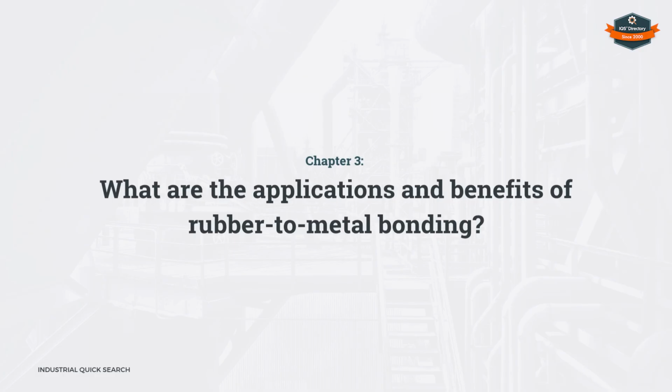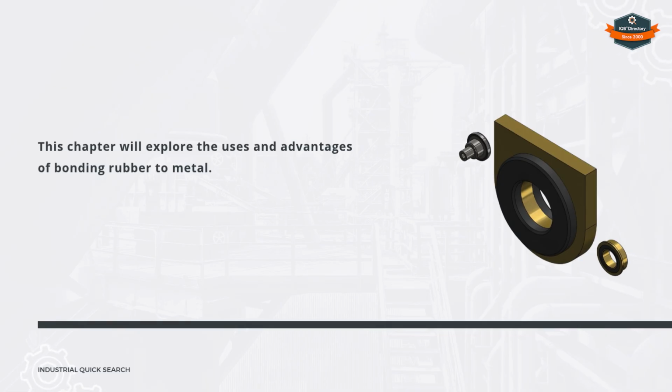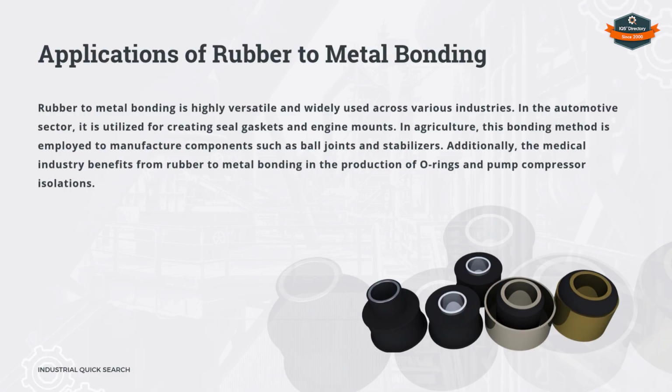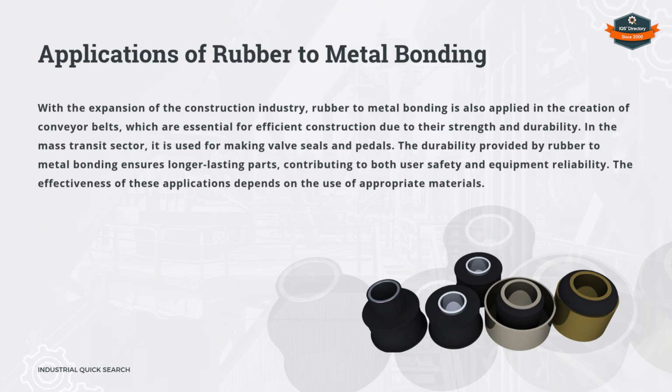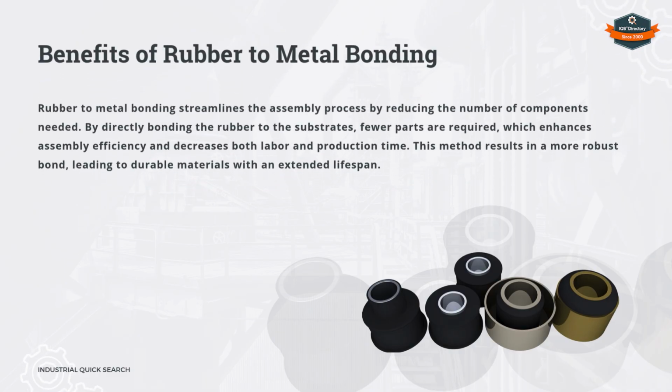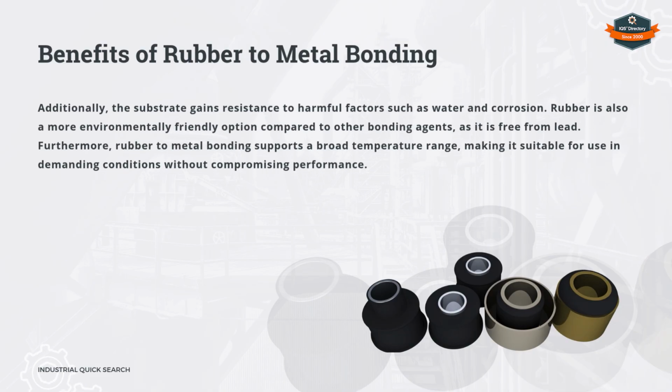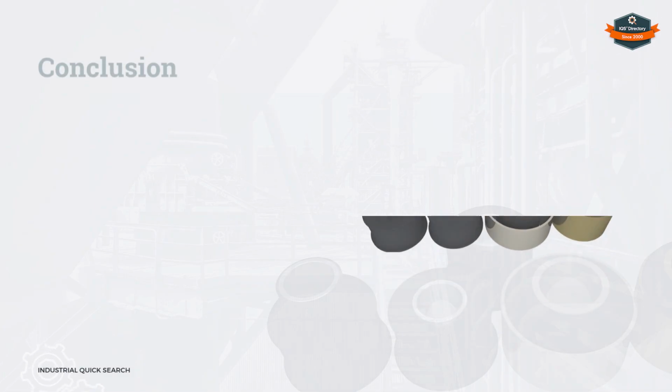Chapter 3. What are the applications and benefits of rubber-to-metal bonding? This chapter will explore the uses and advantages of bonding rubber to metal. Applications of rubber-to-metal bonding. Benefits of rubber-to-metal bonding. Conclusion.